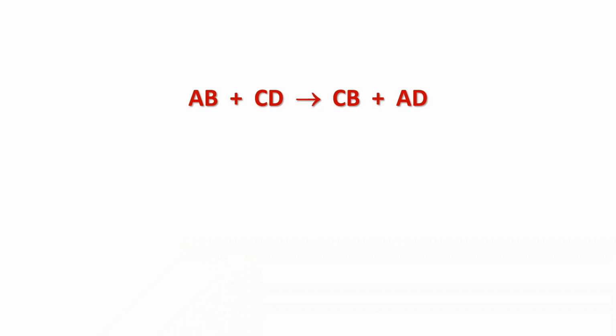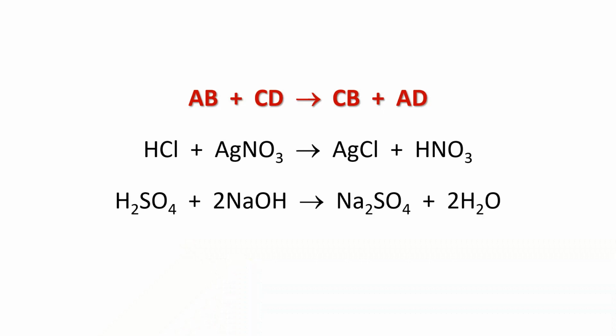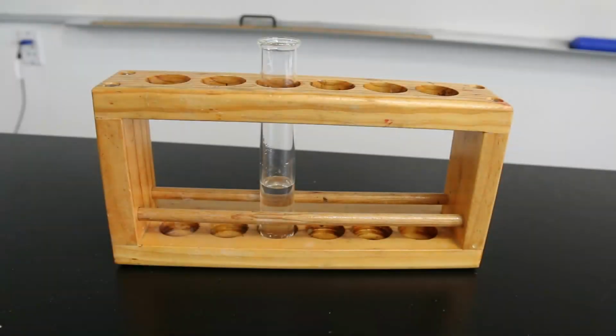With a double displacement reaction, also known as a metathesis reaction, cations of 2 chemical compounds switch places. In these examples, the hydrogen has switched with the silver, and in the second example, the hydrogen has switched places with the sodium. Here's a short video of potassium iodide reacting with lead(II) nitrate. The potassium ion and the lead(II) ions switched places, giving us potassium nitrate and lead(II) iodide.